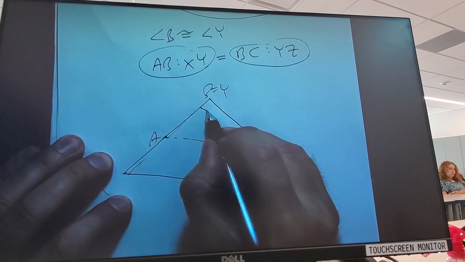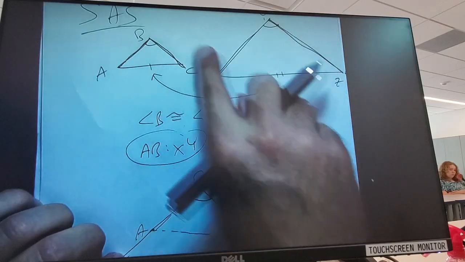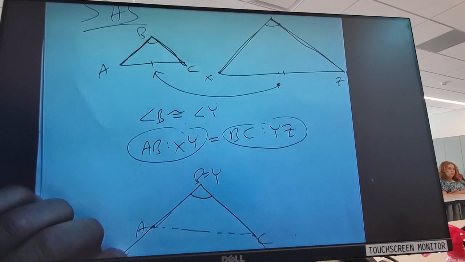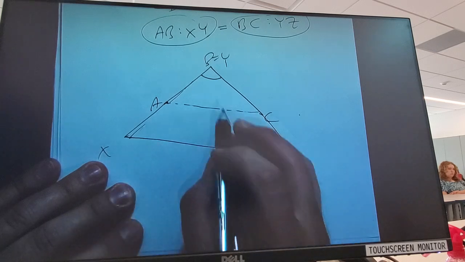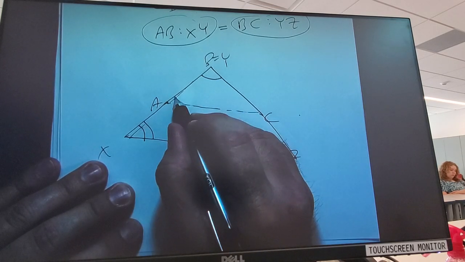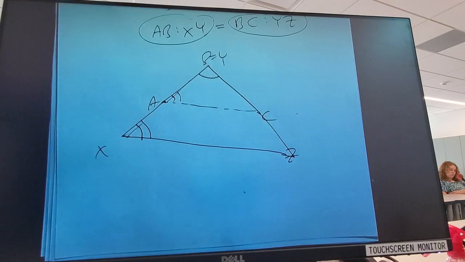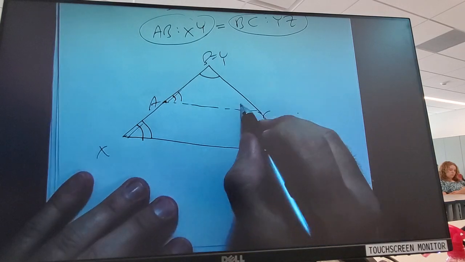So all I know is this angle is the same. And I know that these sides are the same multiple of each other. If these are then parallel, whatever angle this is, how must it relate to this angle? They have to be congruent because of the transversal and corresponding angles, yes? And then the same thing over here.